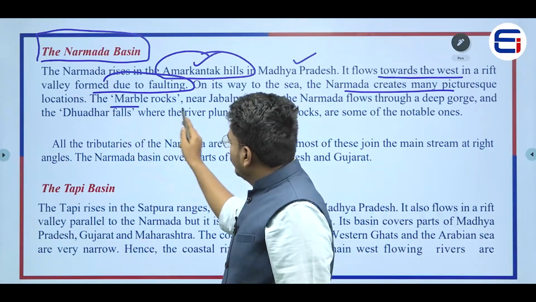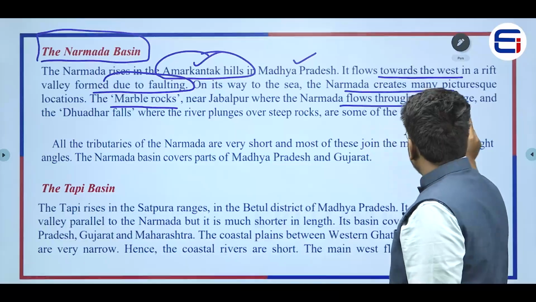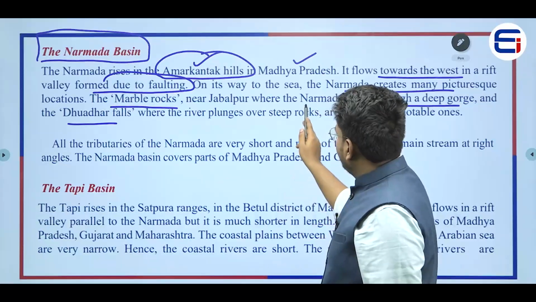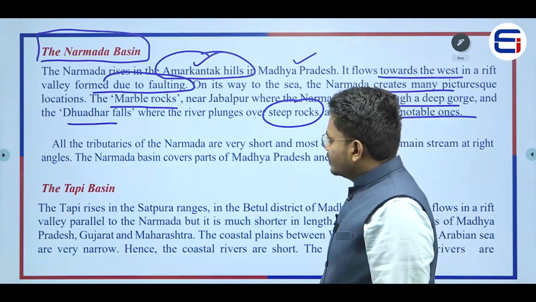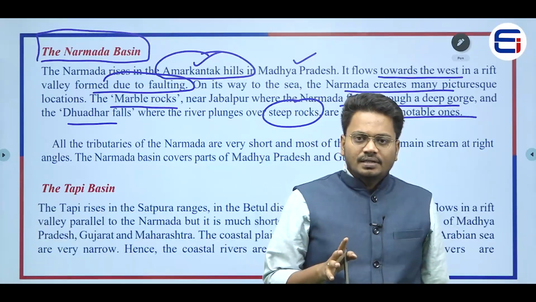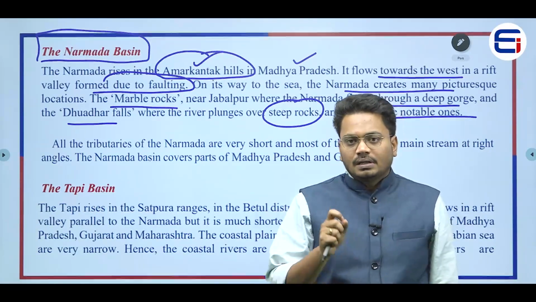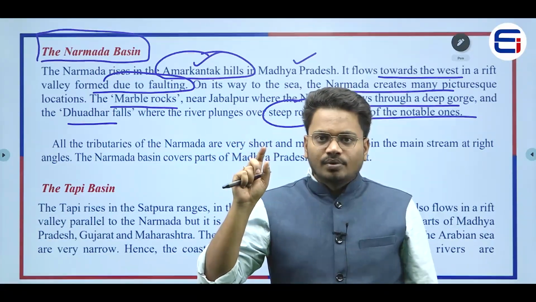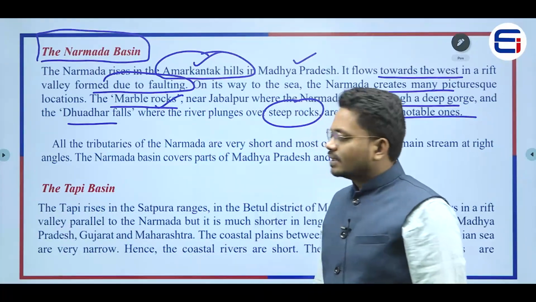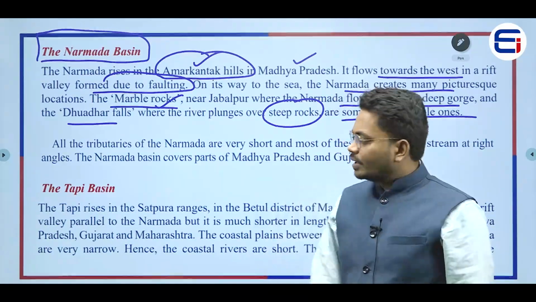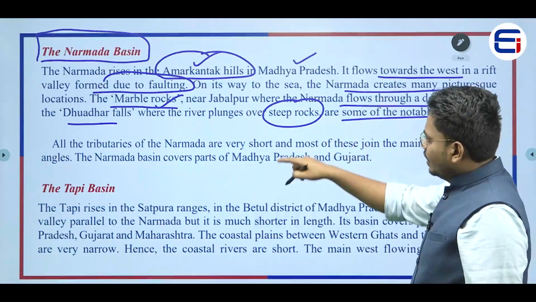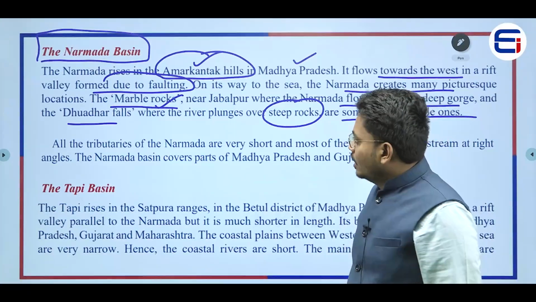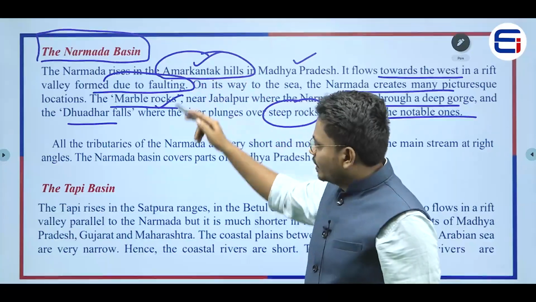Now, if you see here, the marble rocks near Jabalpur, where the Narmada river flows through a deep gorge, and Daudar Falls, where the river plunges over steep rocks, are some of the notable ones. As I told you earlier, this river forms very beautiful scenic locations, so here he has given examples, right. One example is the marble rocks near Jabalpur in Rajasthan, and the other is Daudar Falls, right. These are the two best examples of picturesque locations formed by the Narmada river.